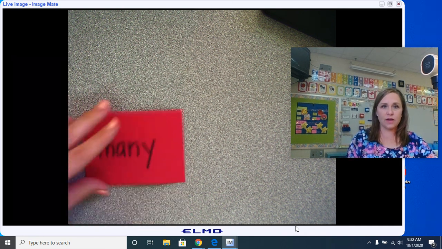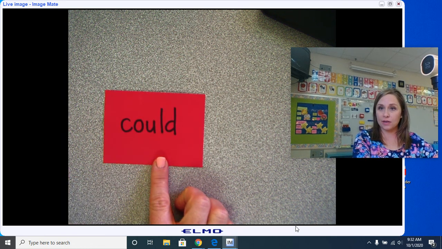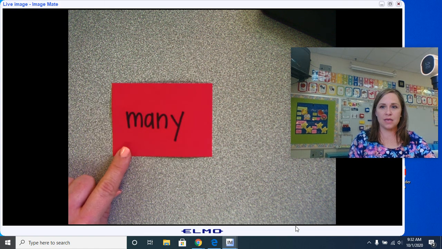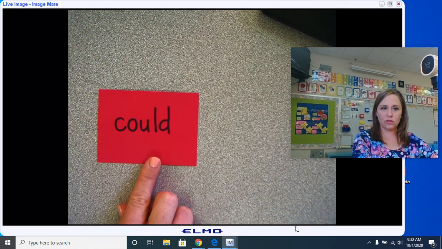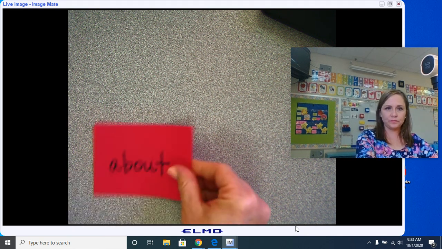All right. So the first thing I want to do is I want to review red words that we already know. And the 2 red words we already know are many and could. Let's say those again. Many and could. Now, you will need a piece of paper for this activity. And it would be really good if you could find a red crayon, although that's not required. All right, so we've got 3 red words this week, and I'm going to start with the first one.